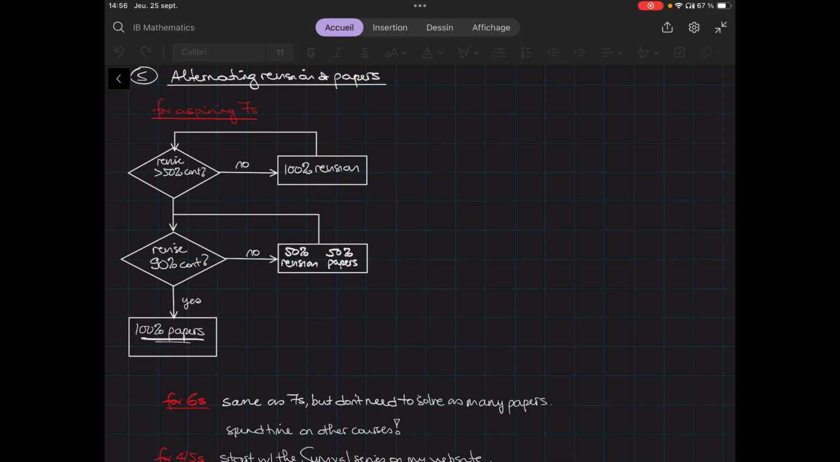5. Here's how I would recommend alternating between revision and papers. The flowchart simply summarizes what we have discussed up to this point.